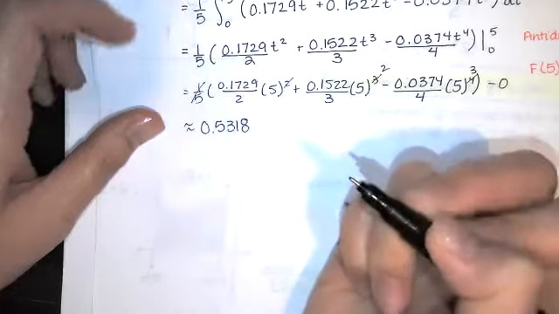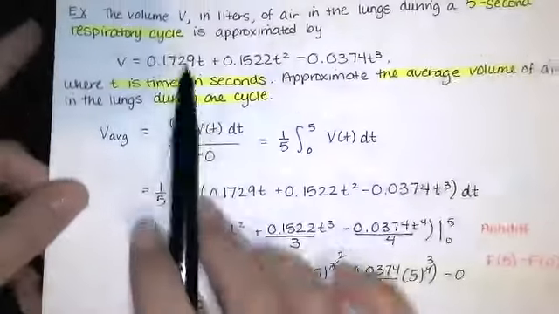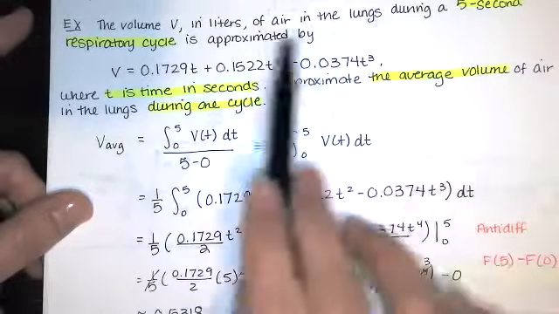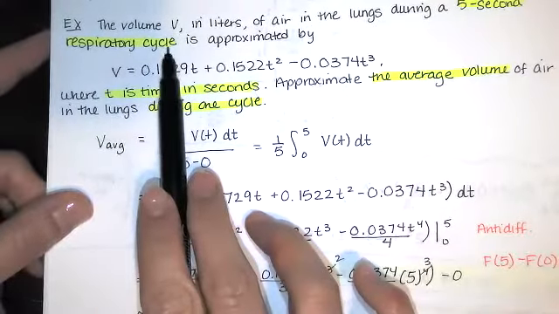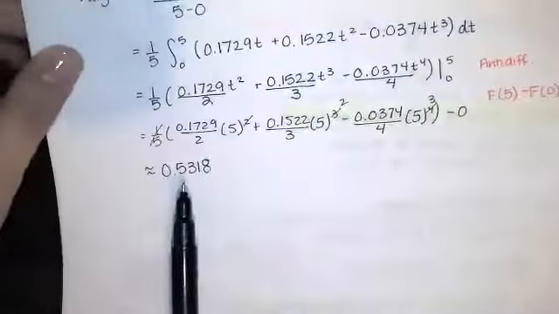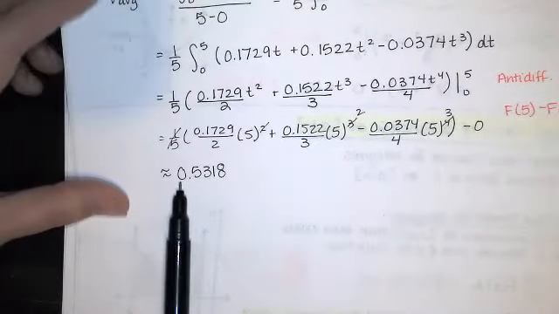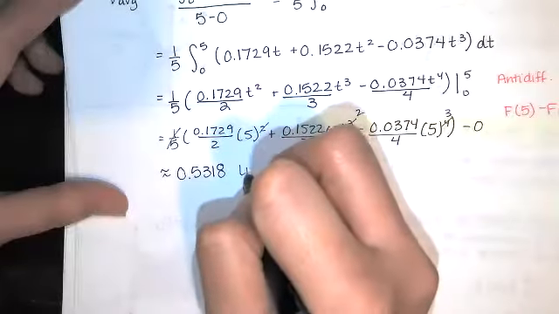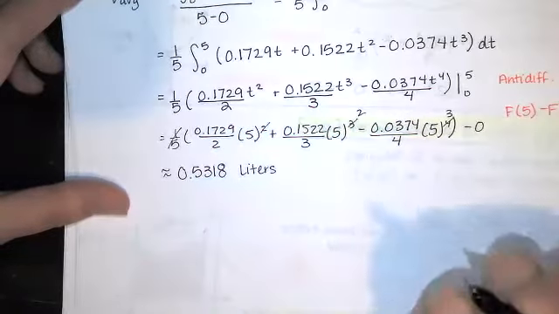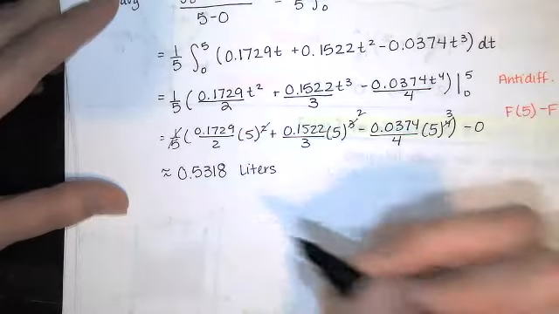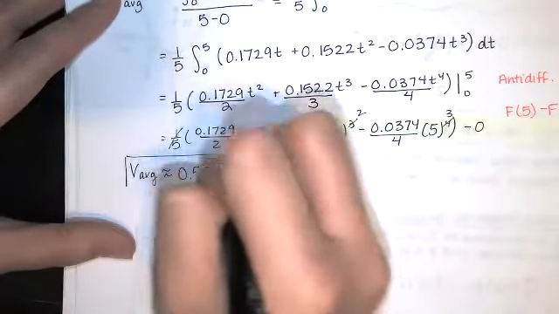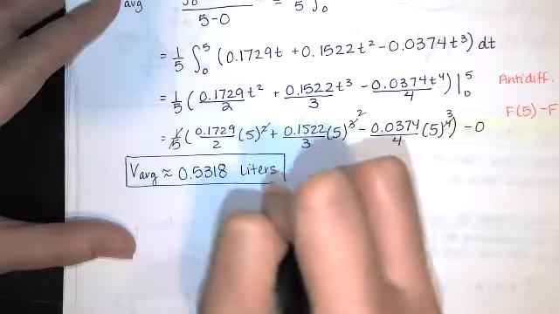If you're saying 0.5318 what? Well, let's look at this. This is the volume in liters of air in the lungs during a 5-second respiratory cycle. So on average, we have about 0.5318 liters of air in our lungs during every 5-second cycle. That's the average value of the volume of air in the lungs.